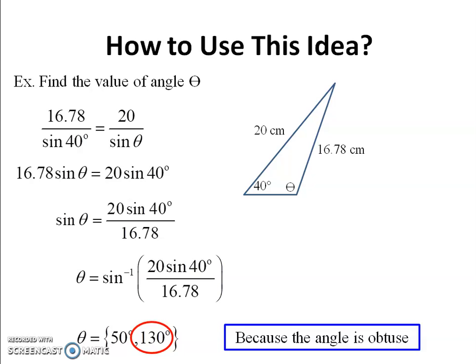The other way that this could come up is if this was written out in words. If I said angle A is 40, side A is 16.78, side B is 20, find angle B. If it was just written out in words, I would not know which angle is correct. I wouldn't know if it's obtuse or acute. In that case, you have to show both, and you have to say there are two possible angles. Angle B could be 50 or angle B could be 130. And that's the idea behind the ambiguous case of the sine law.